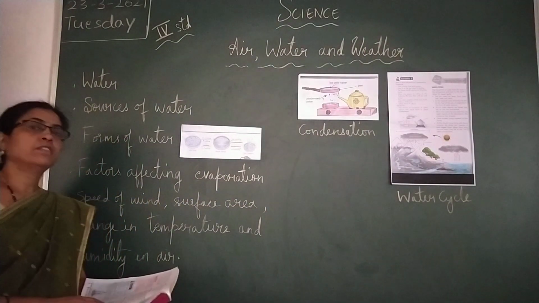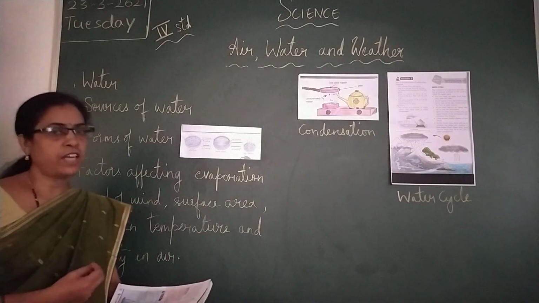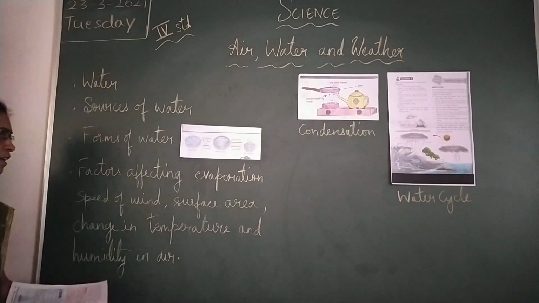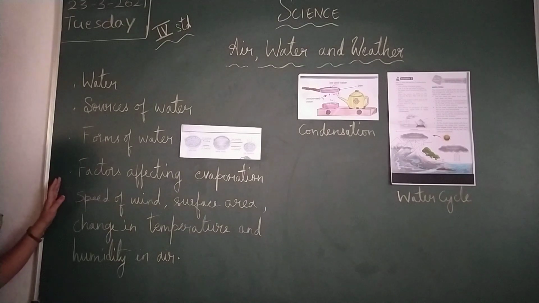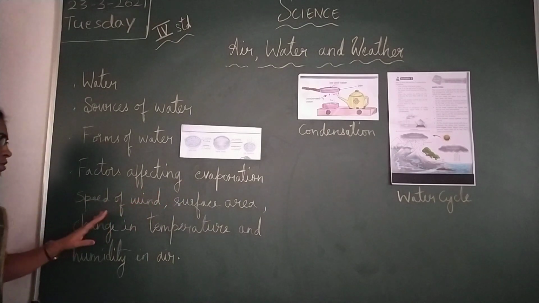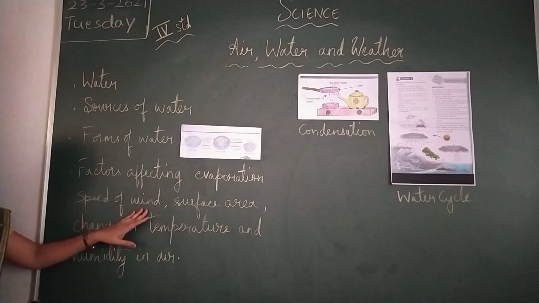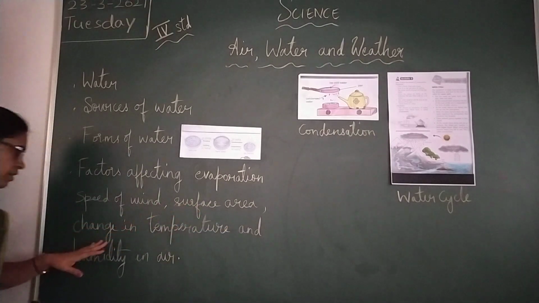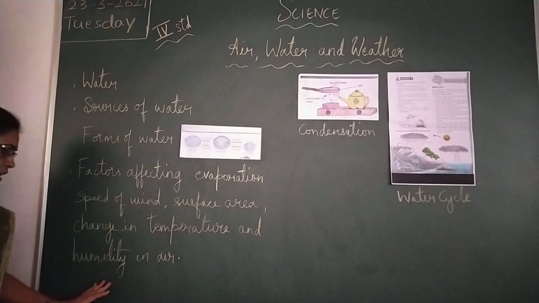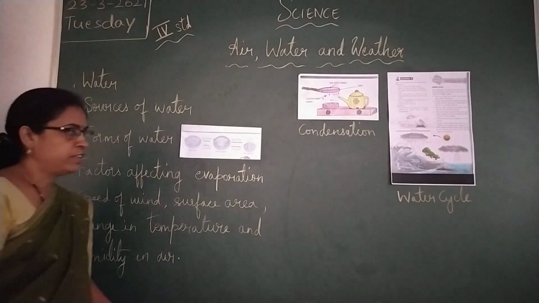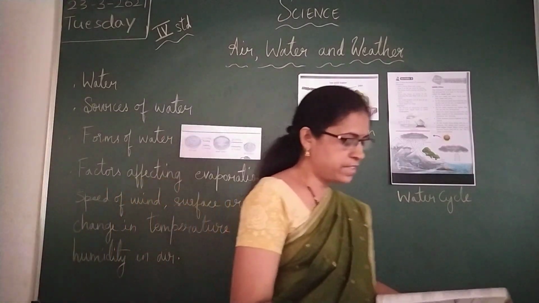Okay, so there are a few factors that affect evaporation. Let us learn about that. I have written on the board the answer. What are the factors that affect evaporation? The first point is speed of wind, then surface area, change in temperature and humidity in air. They have given a few activities here, children.